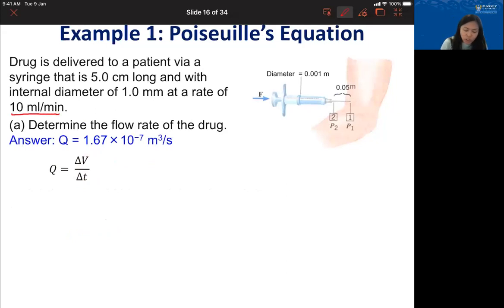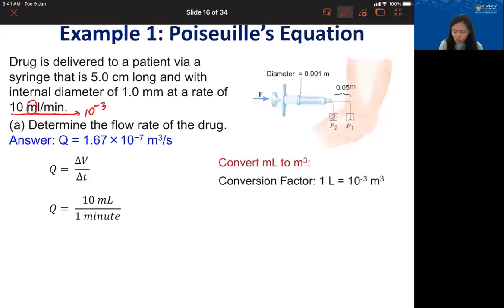So liters is a unit for volume. Milli is just the prefix 10 to the minus 3. And then the time is also given, so every minute, 10 milliliters of drug is being delivered. So that's essentially the flow rate. It was already given, except that it's not in SI units. So all you have to do is to convert the units to SI units.